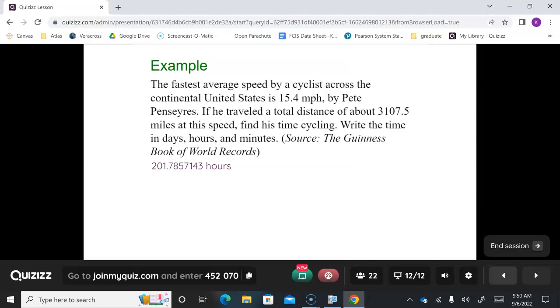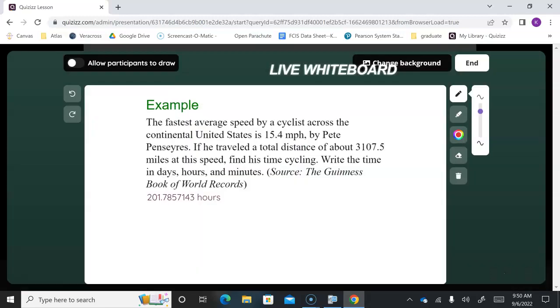Okay? Now, that number is in hours. We took the distance divided by the rate in miles per hour. And since we went 3,000 miles at 15 miles an hour, what we get from that division is hours. Now, we want time in days, hours, minutes. So now we got to take this and convert it into days, hours, and minutes.